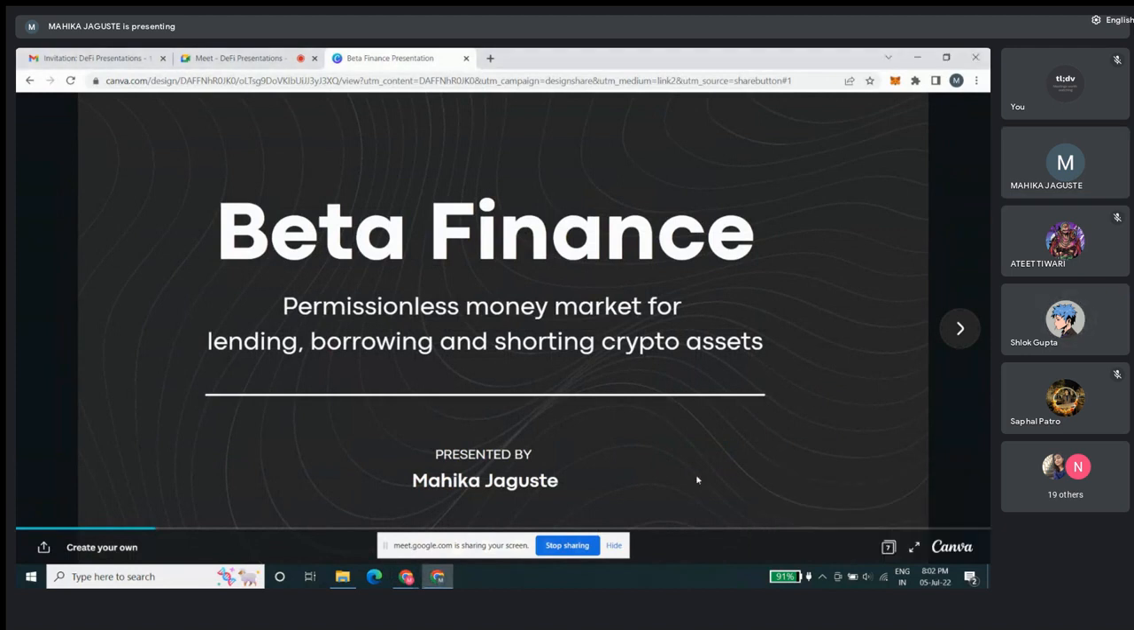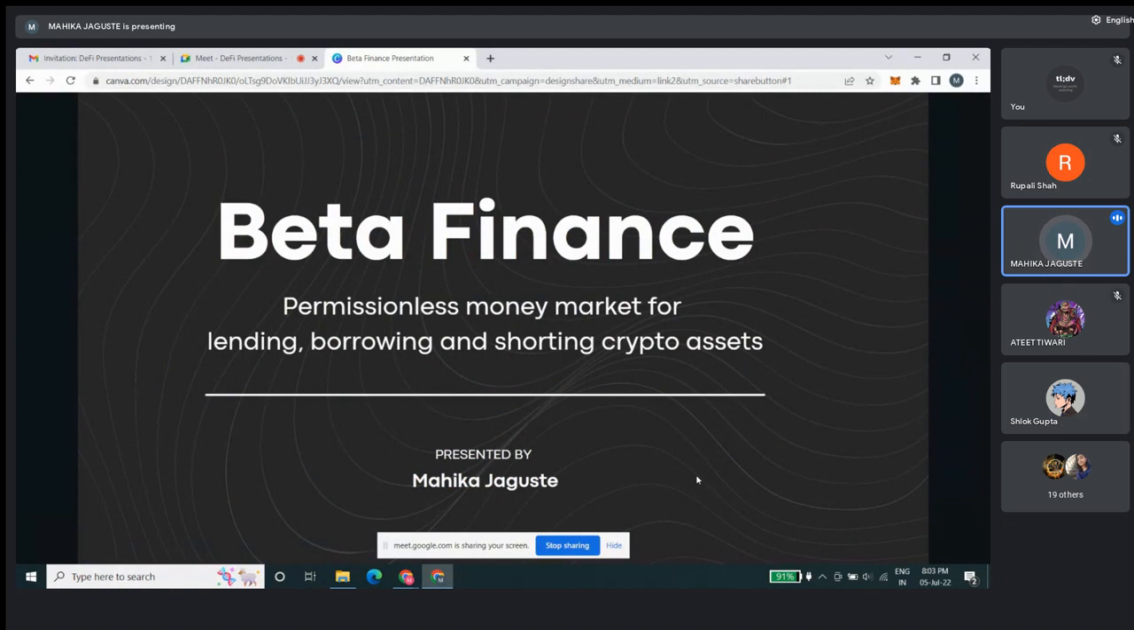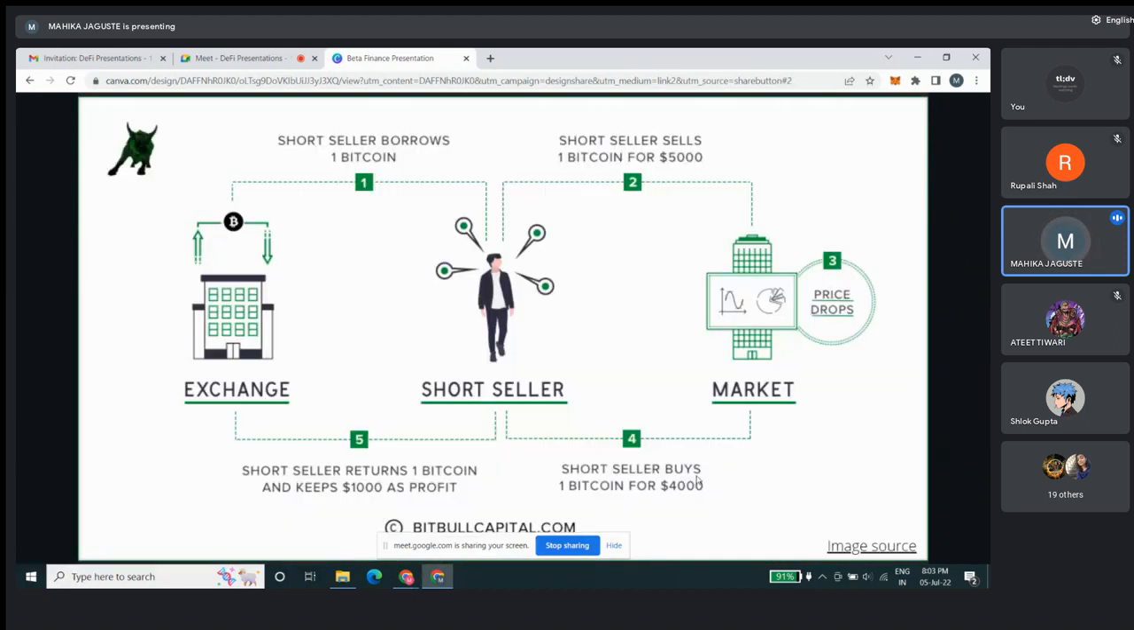Yes. Okay. So, as we were seeing before, Aave was a famous lending and borrowing protocol. Today I am going to talk about Beta Finance, which adds a third dimension to this permissionless money market, that is shorting of crypto assets. So let us get a quick overview of how shorting works.